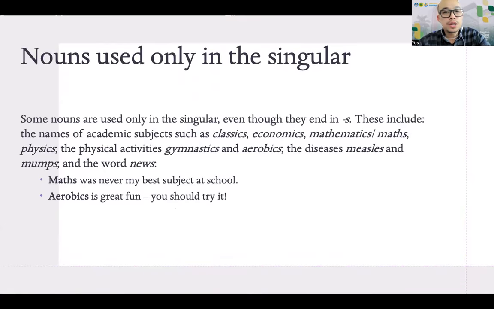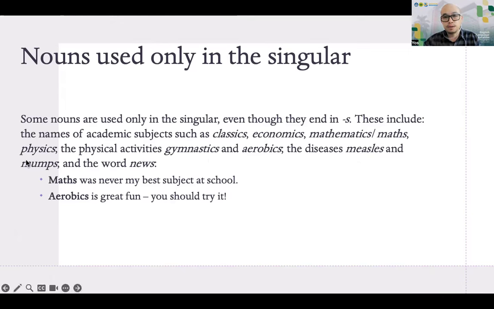There are also nouns used only in the singular, even though they end in the suffix s or es, like the words classics, economics, mathematics, linguistics, sociolinguistics, physics, gymnastics, aerobics, measles, mumps, and news. Those are instances of nouns used only in singular, even though they end in s.